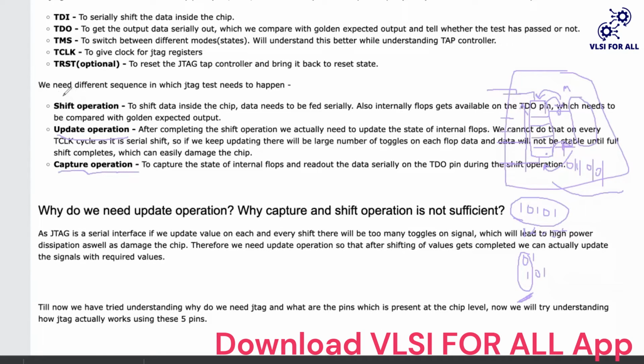Okay. So these are the three operations that we need in a JTAG architecture. Are these three operations clear to everyone? Any doubts in these, please ask me.